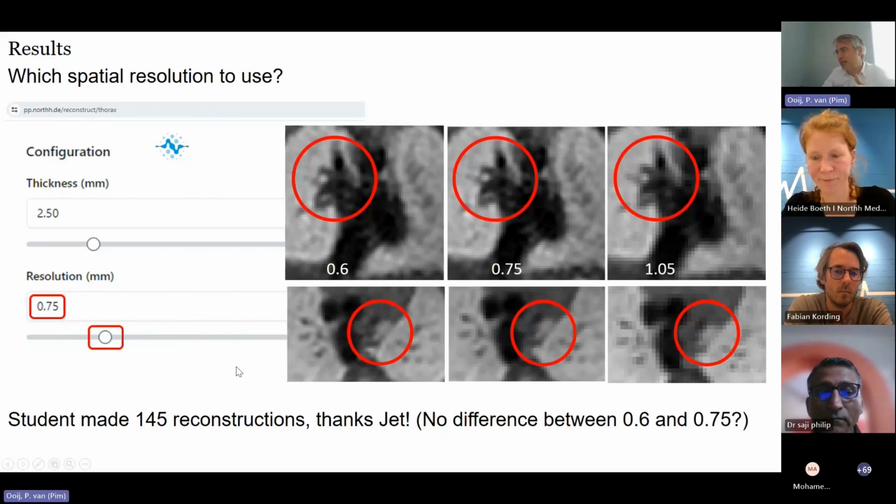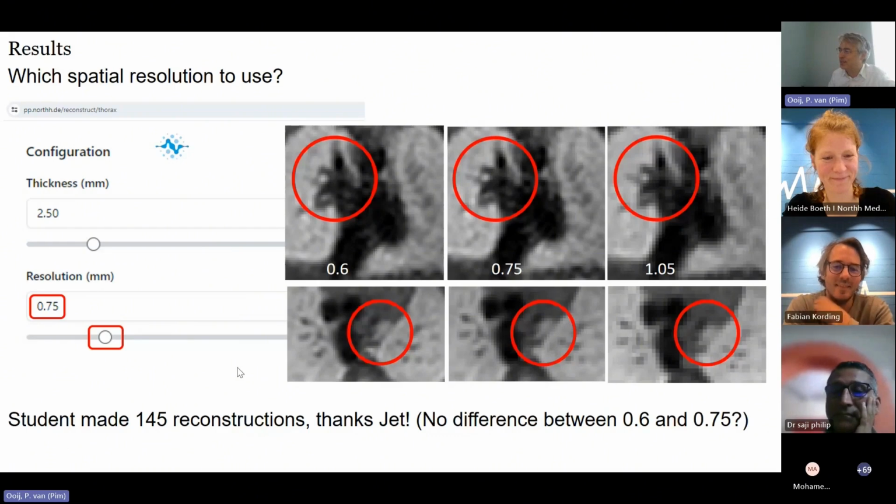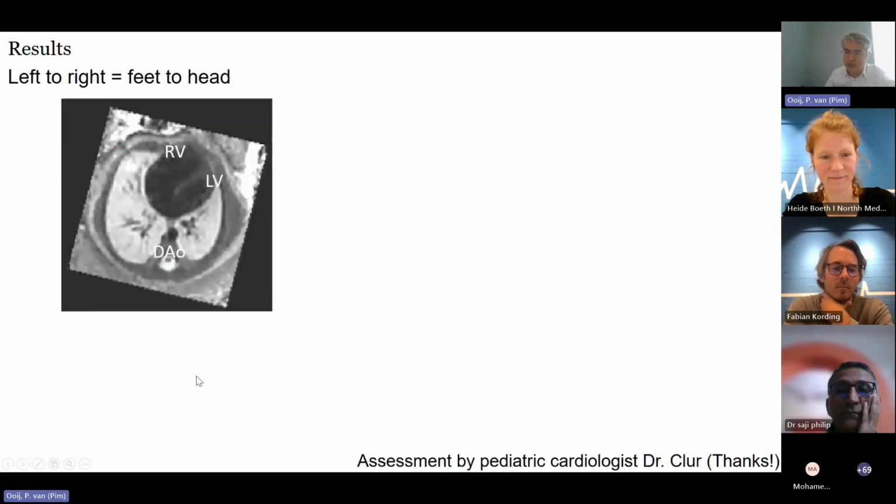So thanks, Yat is our student. She did 145 reconstructions with the North interface to look at these differences. So that's great work. I think we're going to go ahead with the 0.75 and look at some cases.